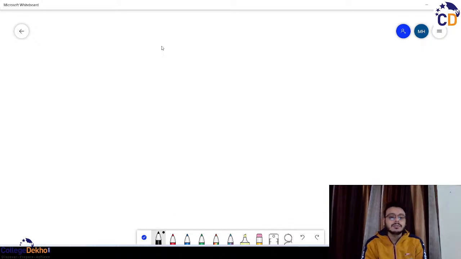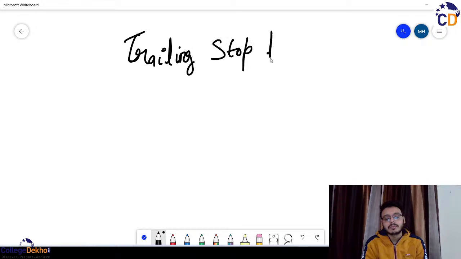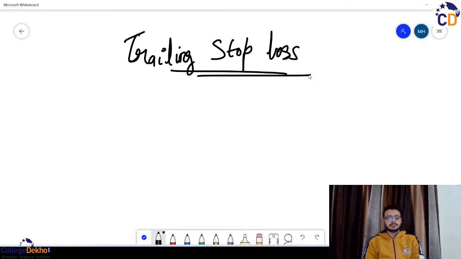You might have heard a term in the market, trailing stop loss. What exactly do we mean by trailing stop loss? Simple example लेते हैं. Trailing stop loss is basically if your share price is rising, your stop loss would also rise, by the same amount. If the share price is falling, the stop loss would also fall.